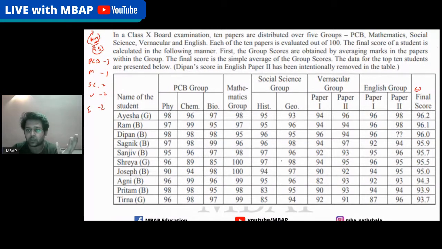The question being asked to you is finding the score of Deepan in paper number 2. First, calculate the individual average, then one more time take the average, and then consider it as the final score. But the question being asked to you is, in the English paper, Deepan, who is a boy, got how much? English paper number 2 is the question. This is going to be easy, only and only if the concepts are clear.